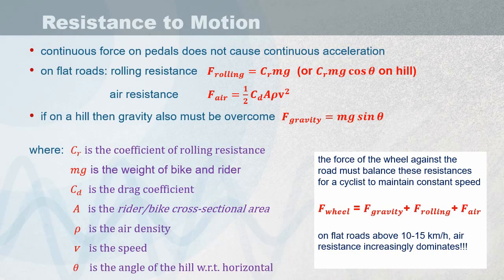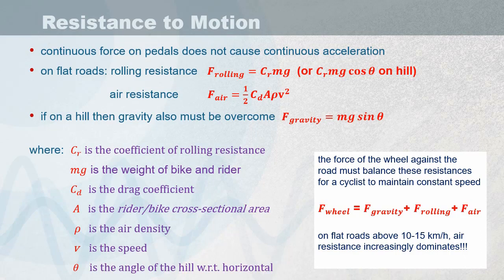Now, the force of gravity just depends on the angle of the slope you're on, and the rolling resistance, although it does depend and is potentially decreased a little if you're on a slope, to first order is more or less constant and just dependent on the properties of your tires and the surface you're riding on. Whereas the air resistance changes like the square of the speed that you're traveling.